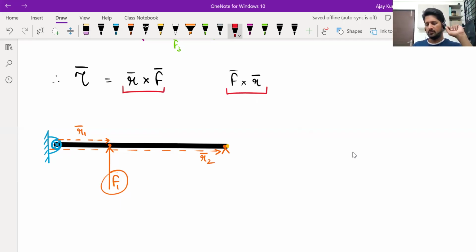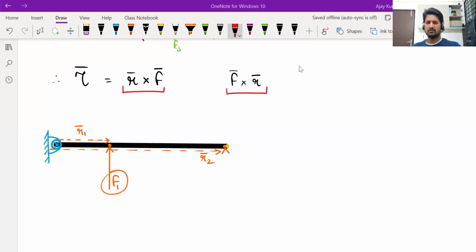So one of you tell me, what is the sense of R cross F? R1 cross F1. Is it clockwise or anti-clockwise? Or direction of cross product is into the plane or out of the plane, you tell. Into the plane. Okay, Vanilla is saying into the plane. Next. Outside the plane.